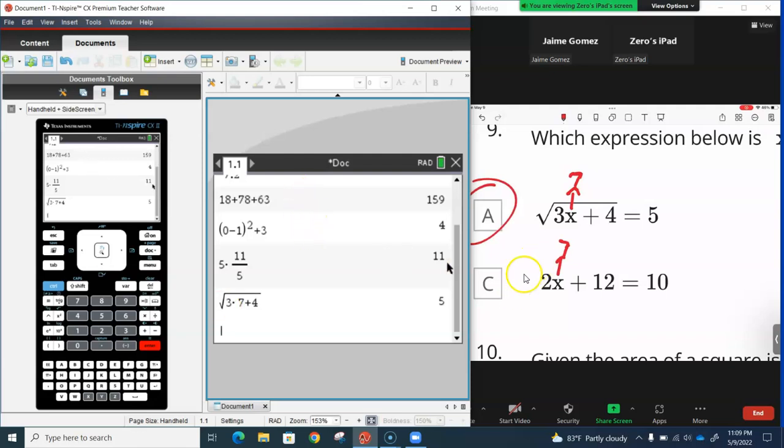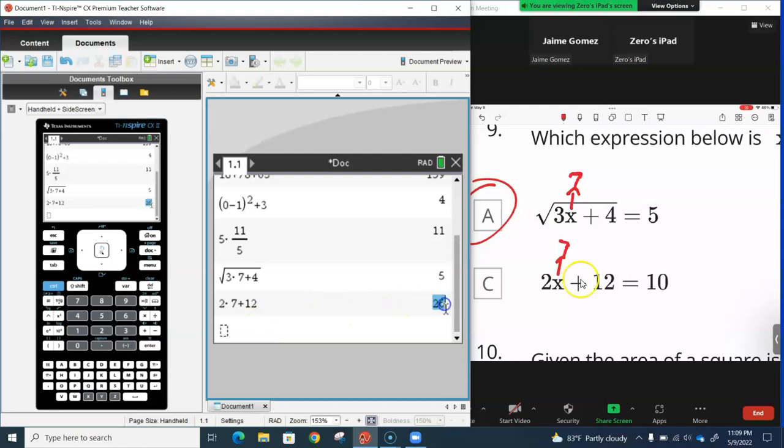Let's see why C is wrong, right? If I plug in C, why is C wrong? If I did 2 times 7 and then plus 12, I get 26. You're telling me I should have got 10. You get me? Stuff like that. That's why it's wrong.